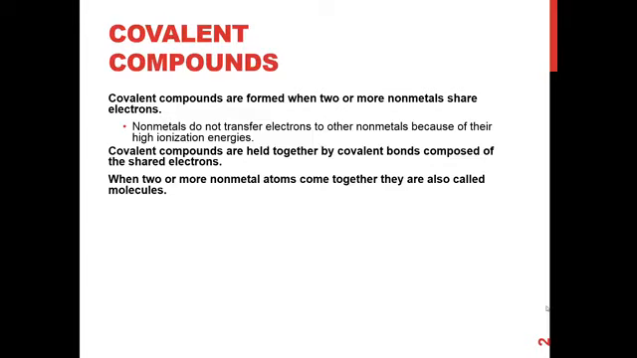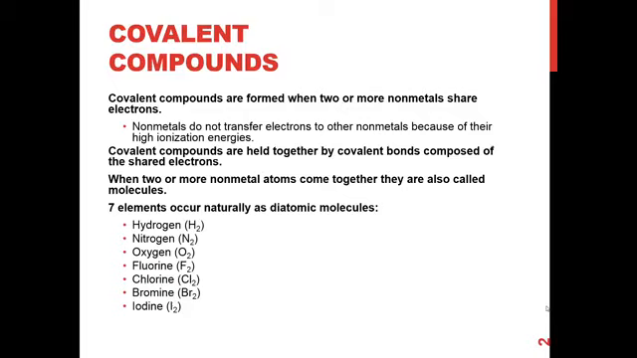When two or more nonmetal atoms come together, another name that they are commonly referred to as is molecules. It turns out that there are 7 elements who form the 7 simplest molecules known. They are the 7 elements that occur in nature as diatomic molecules as opposed to single atoms.